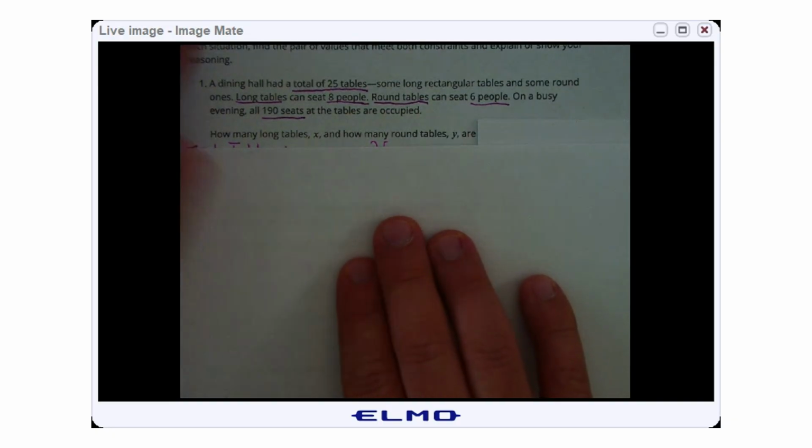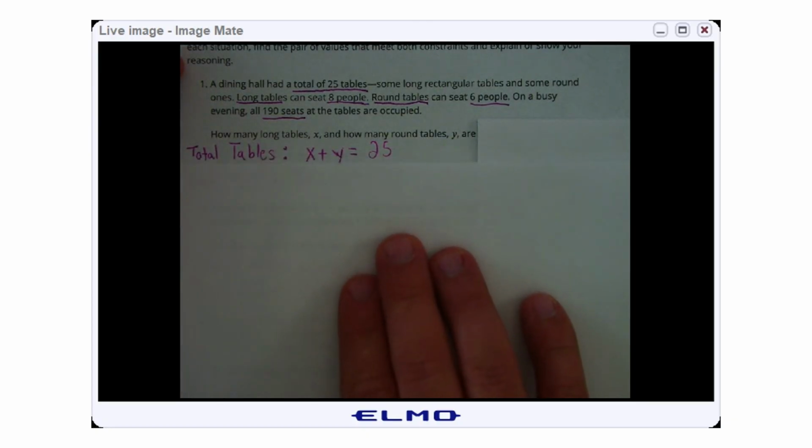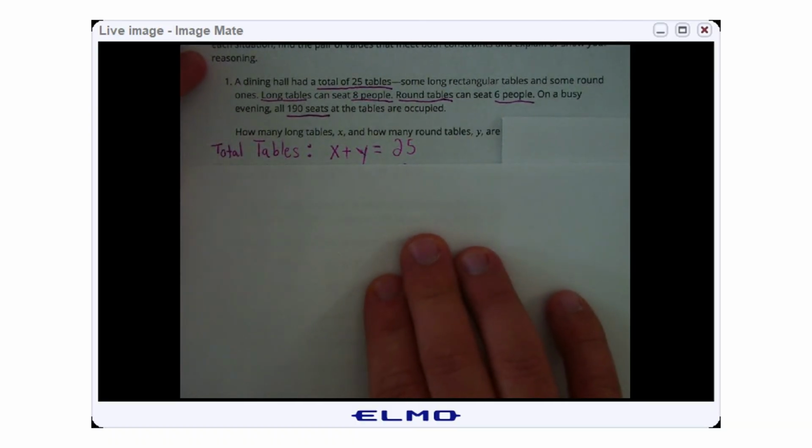They give us right here that long tables are x and round tables are y. So we're going to use that fact and we're going to say that x plus y equals 25, right? That's going to give us our total table constraint.